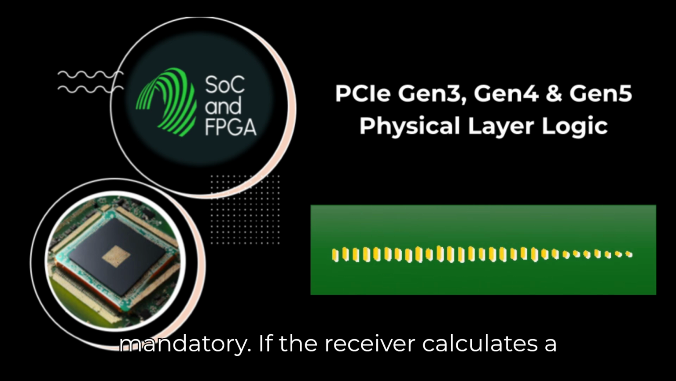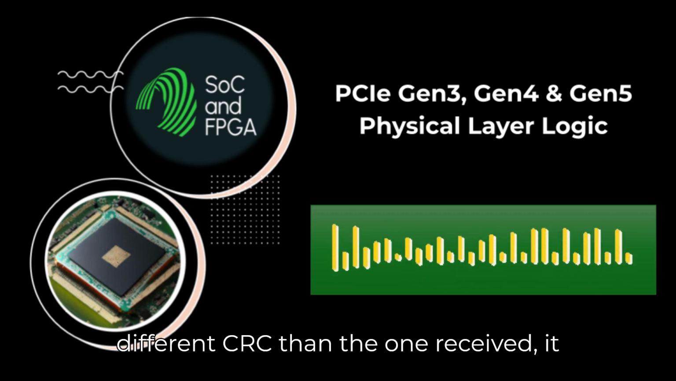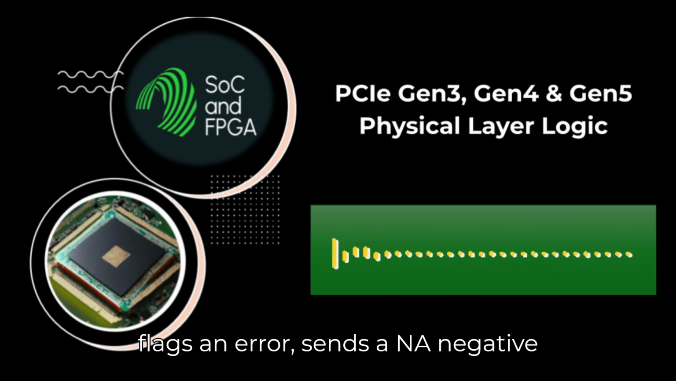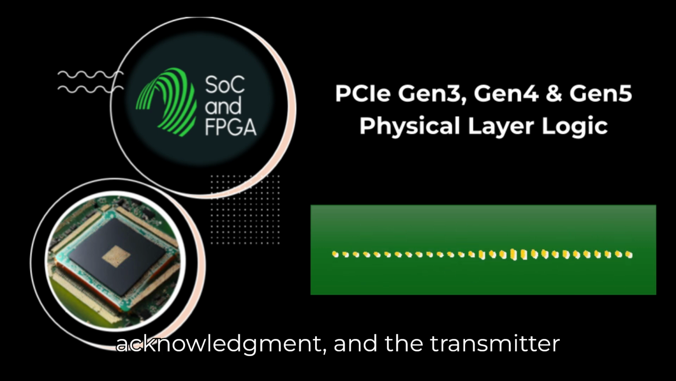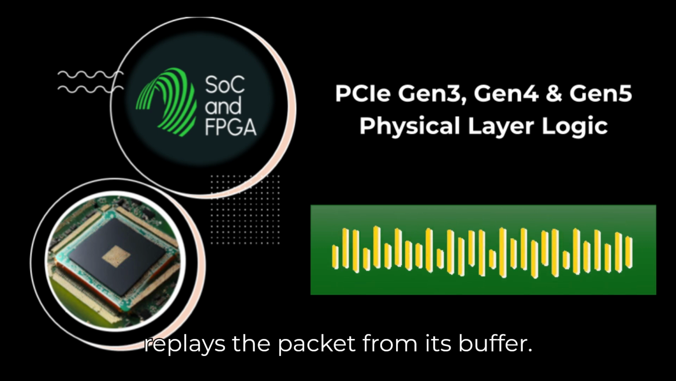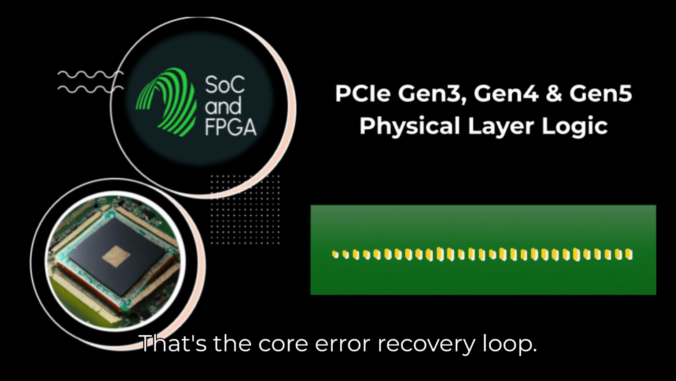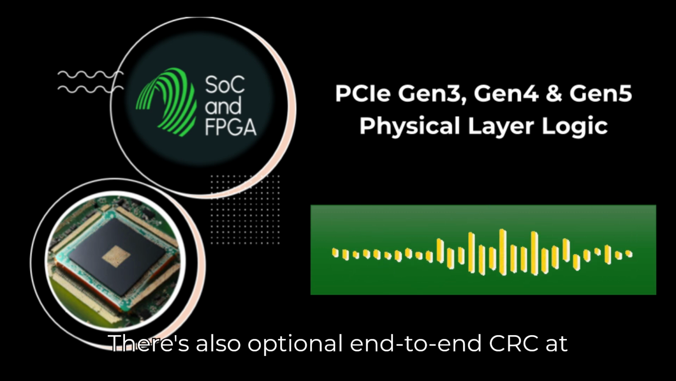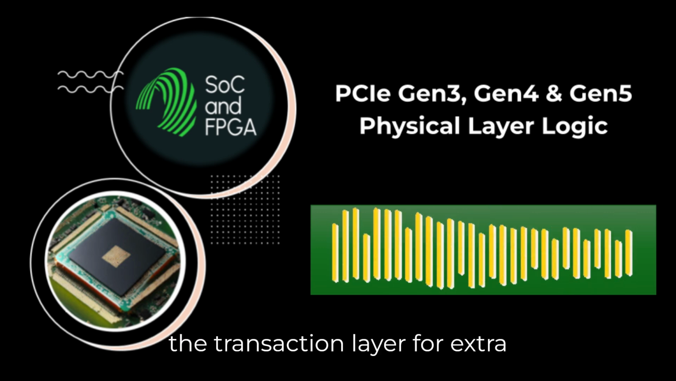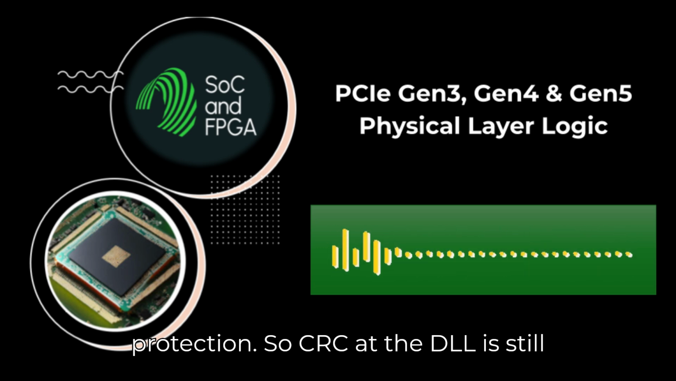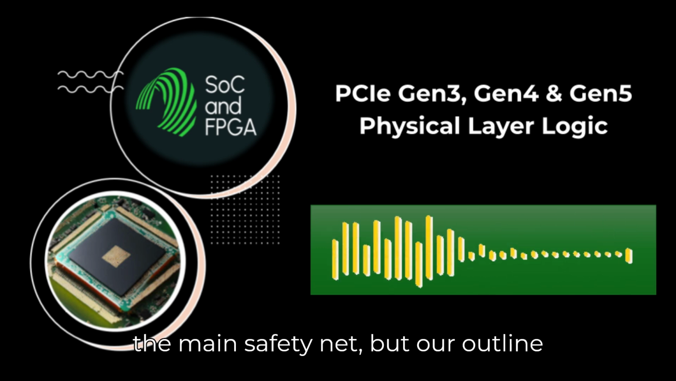Exactly. Those are mandatory. If the receiver calculates a different CRC than the one received, it flags an error, sends a NAK, negative acknowledgement, and the transmitter replays the packet from its buffer. That's the core error recovery loop. There's also optional end-to-end CRC at the transaction layer for extra protection. So CRC at the DLL is still the main safety net.